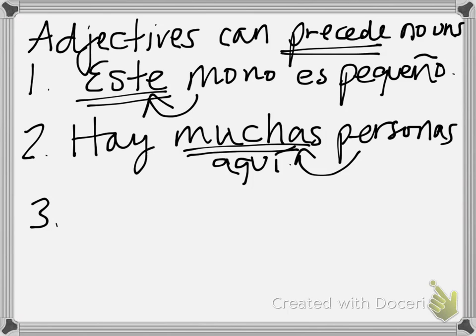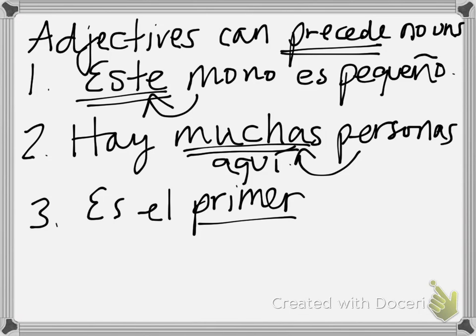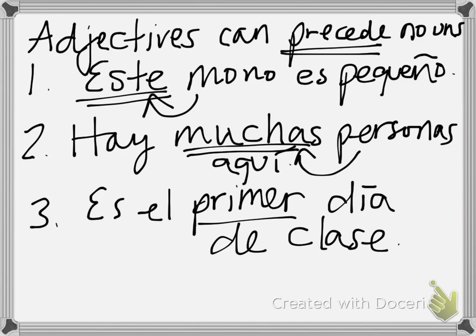Your third example is with cardinal numbers. These cardinal numbers are going to be your first, second, third. Oops, sorry about that. Not cardinal numbers, ordinal numbers. Okay, so they tell you the order of something. Is something first? Is it second? Is it third? Okay, so an example would be es el primer día de clase. So it's the first day of class. Once again, you are seeing the adjective come before the noun.